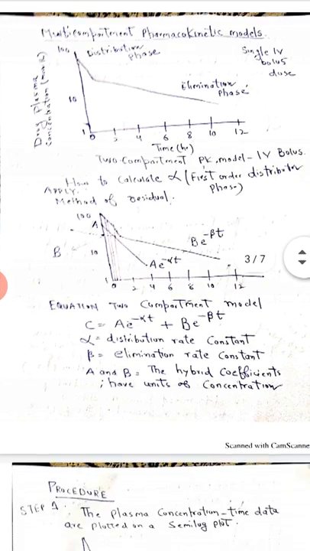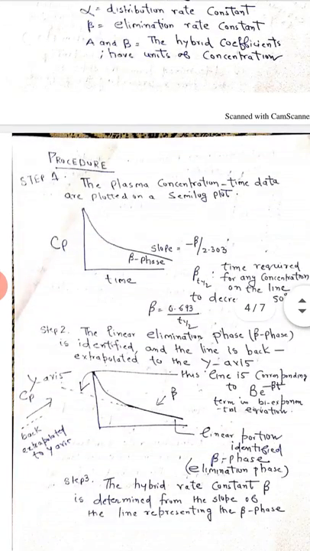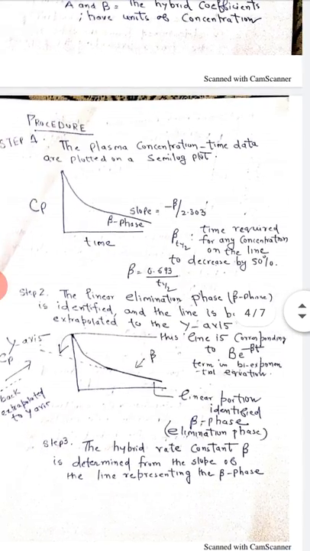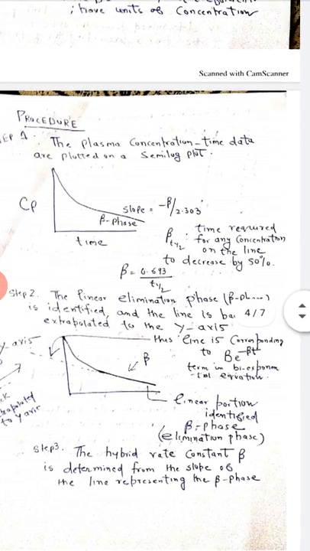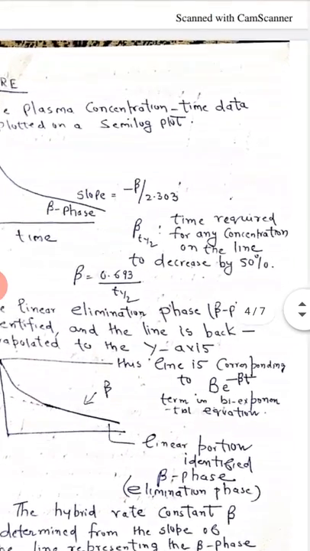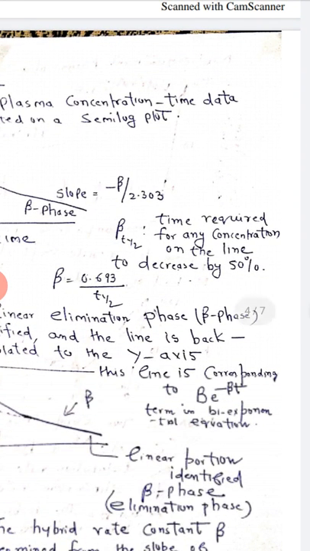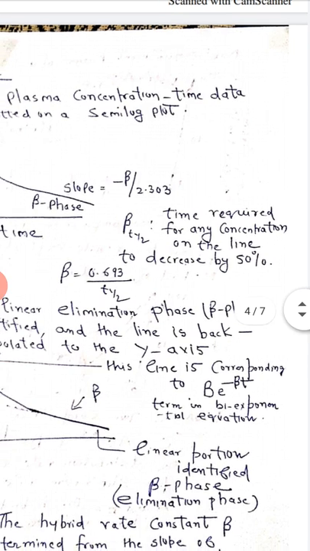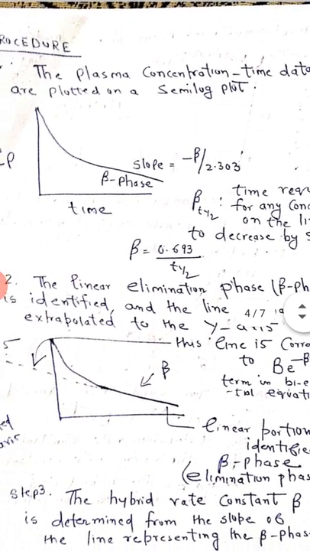Simply determine the slope of the linear portion, and that slope gives you the value of beta. So slope is equal to beta divided by 2.303. Now what is beta t half? That is the elimination half-life. Beta t half is the time required for any concentration on the line to decrease by 50%. So mathematically, beta is equal to 0.693 divided by t half.